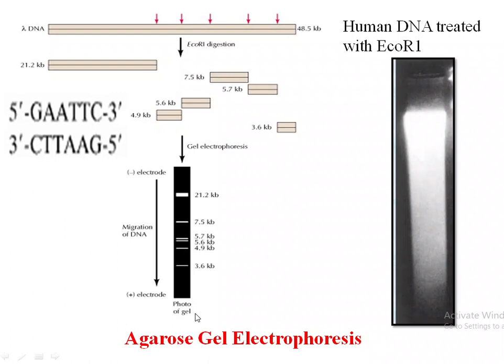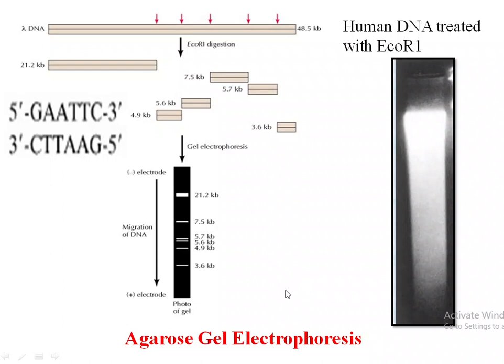Gel electrophoresis is a method in which molecules are separated based on the rates of their migration in an electric field. The smaller fragments move ahead of the larger fragments. Fragments of interest can be extracted from the gel and can be used for further manipulation.